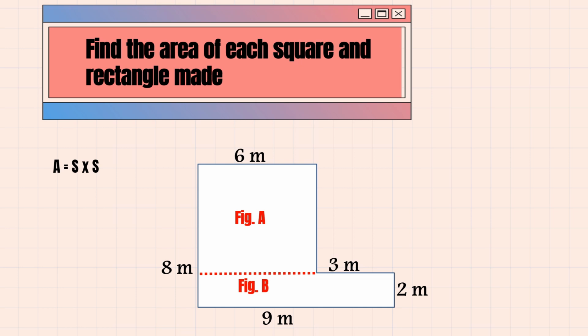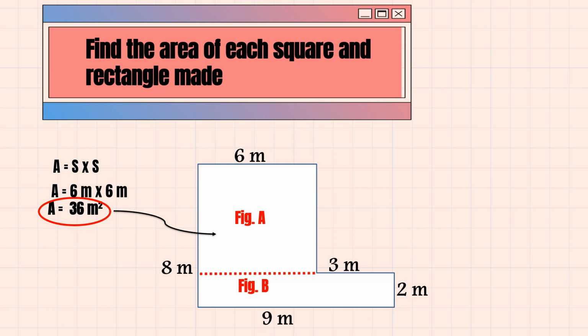And if one side is equal to 6 meters, of course, the other side is also equal to 6 meters. If we multiply 6 times 6, can you tell me the product of the two numbers? Very good. So that is equal to 36 square meters. So this will be the area of figure A. Now let's proceed to the area of figure B.